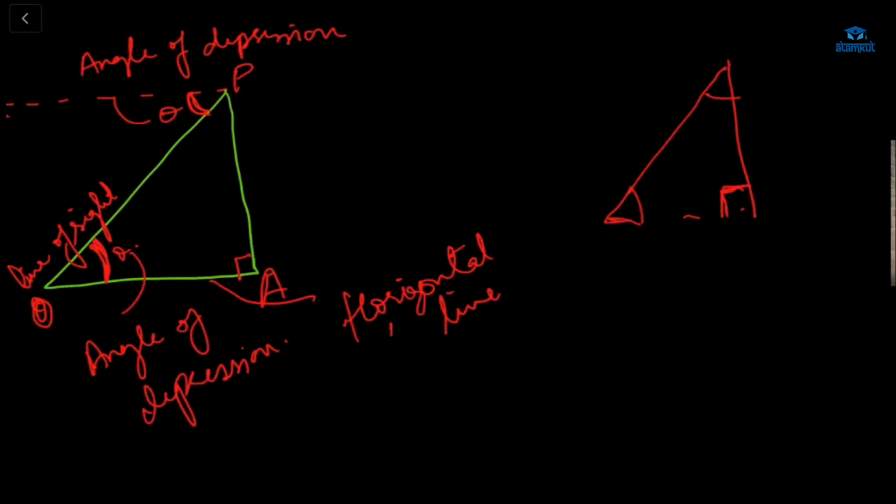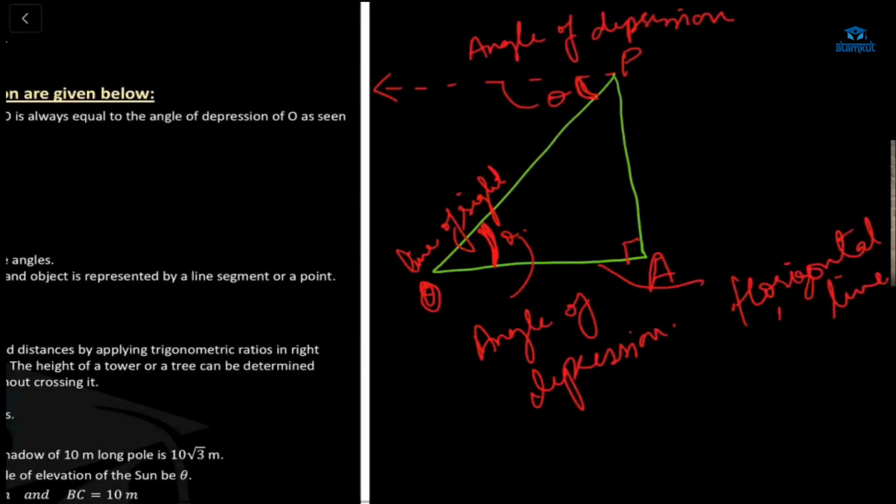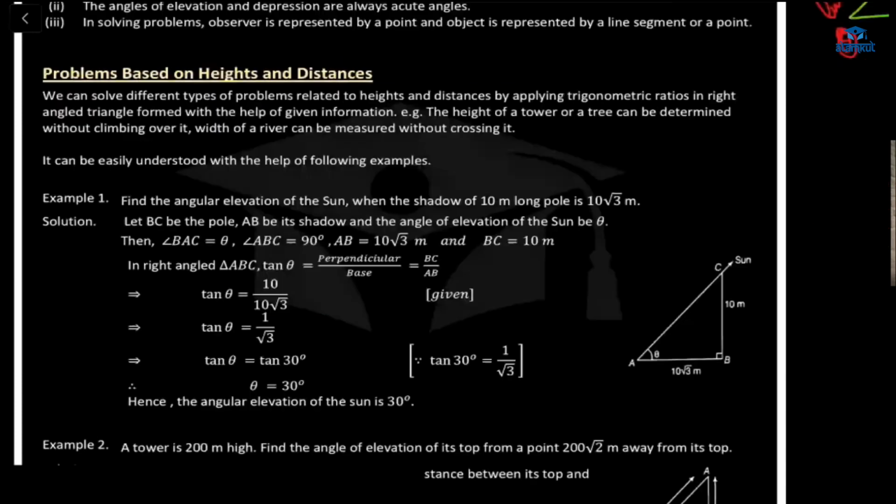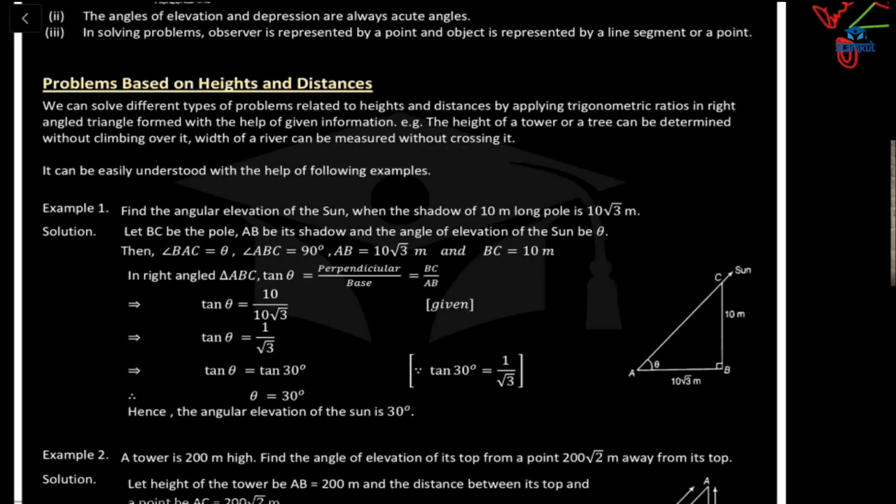And when you are solving a problem, the observer is represented by a point and the object is represented by a line segment or a point. Understood? Most of the time you will find a statement, and from that statement you have to draw the diagram. Many times the diagram is also given, but mostly it is not. You have to draw the diagram and then solve it. Always draw the diagram in height and distance problems.